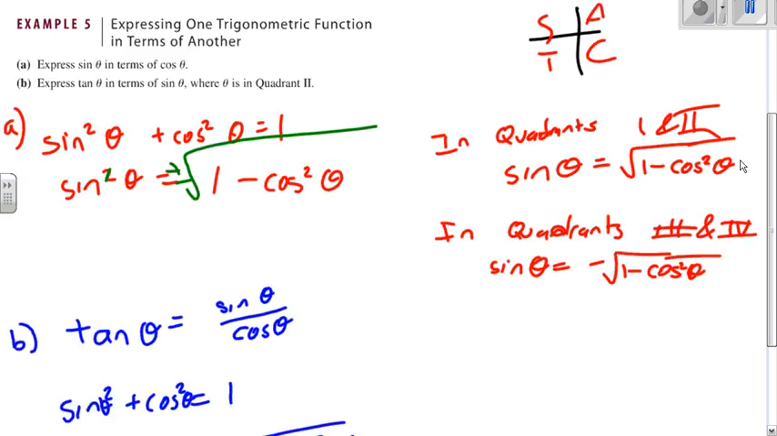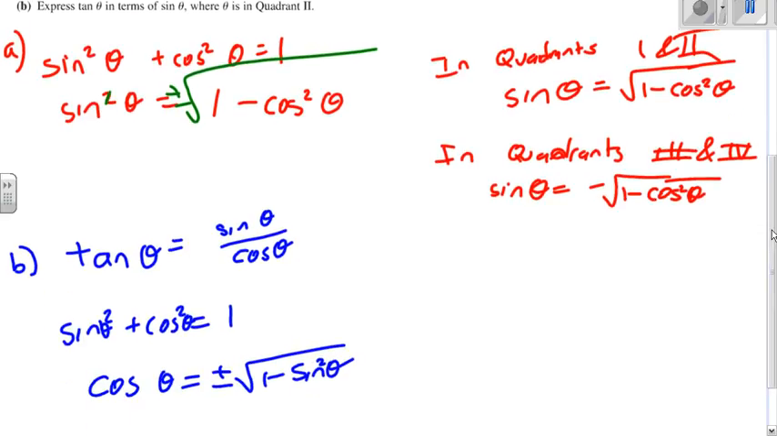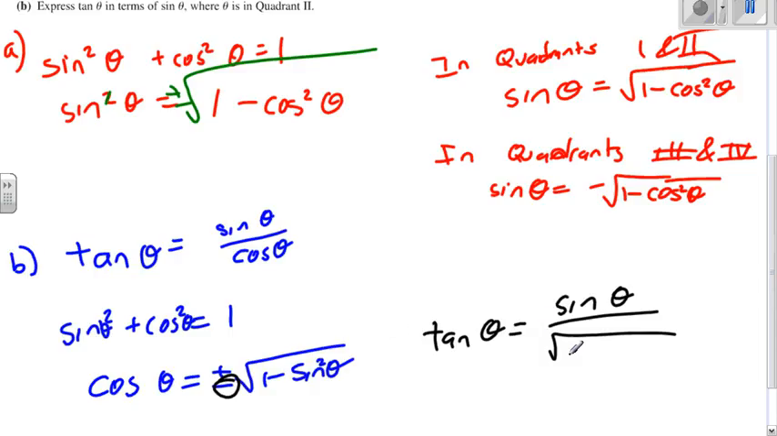And again, going back to all students take calculus, cosine is positive in quadrants 1 and 4, and negative in quadrants 2 and 3. And then since the example says in quadrant 2, we're looking at the negative in quadrant 2. So in quadrant 2, tangent equals sine over the negative square root of 1 minus sine squared.